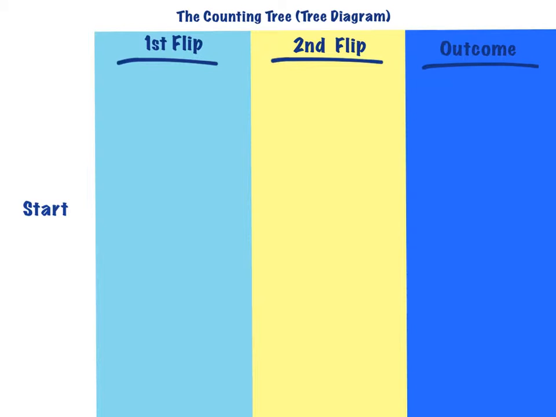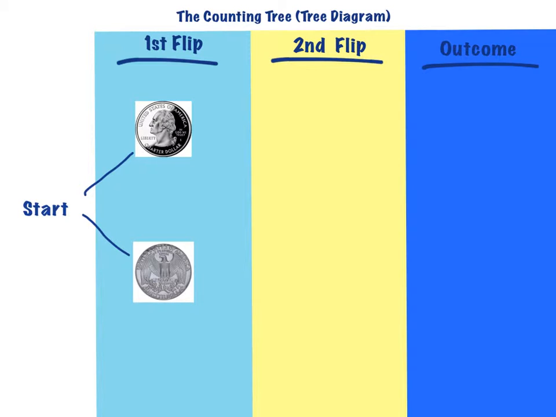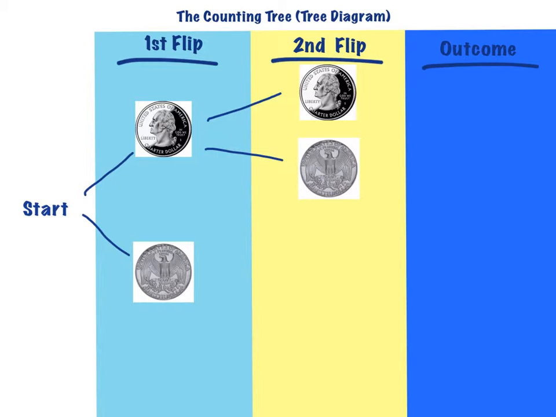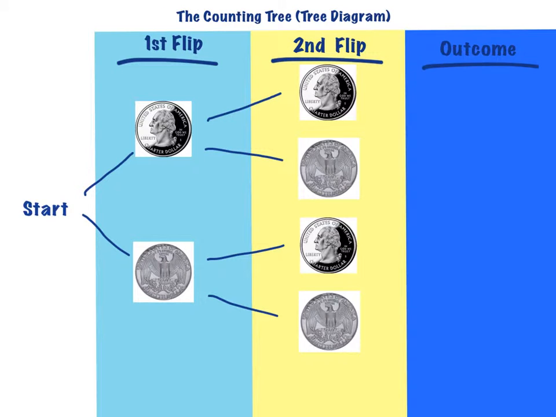So when flipping a coin, my first flip, I could get a heads or tails. So let's just pretend that I did get a heads on my first flip. On my second flip, I could also get a heads or a tails. But let's say I got a tails on my first flip. Well, I could still get a heads or a tails on my second flip.